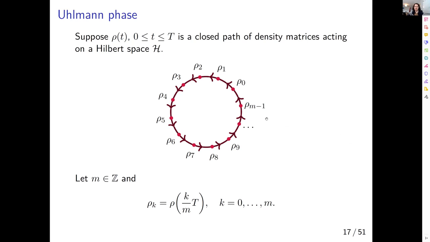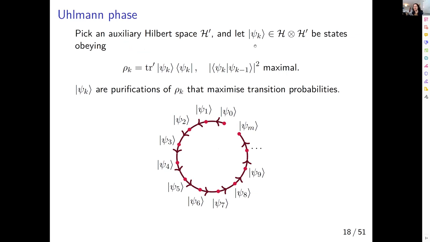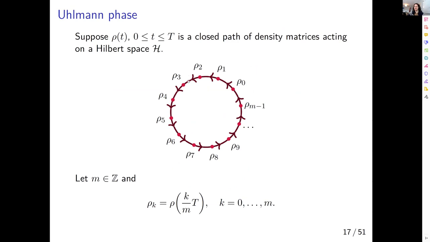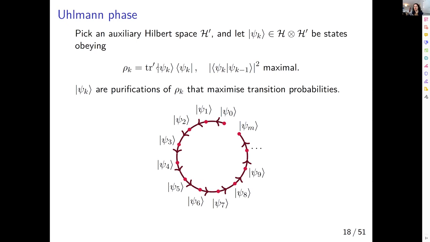Next, we pick an auxiliary Hilbert space, H prime, and we pick some pure states in H tensor H prime, which obey these two properties. So first of all, if you compute the reduced density matrix of psi k in H, you get back rho k, the density matrices along the original curve. So this means that psi k is a purification of rho k. But we also want this second condition to be obeyed, which says that the transition amplitude from one state in H tensor H prime to the next state should be maximum.